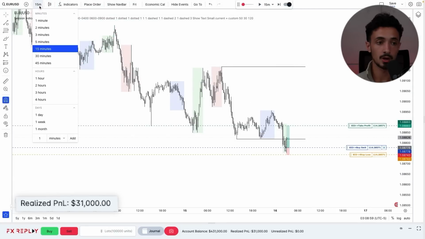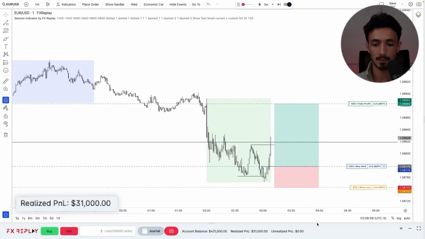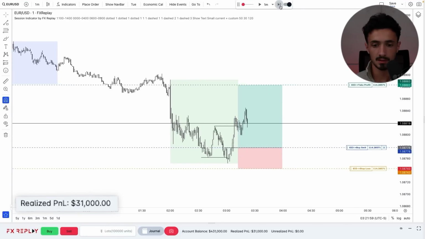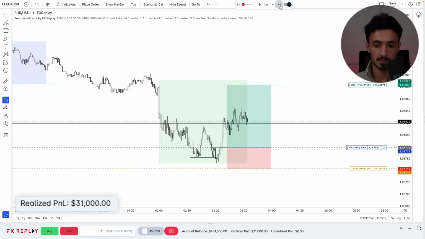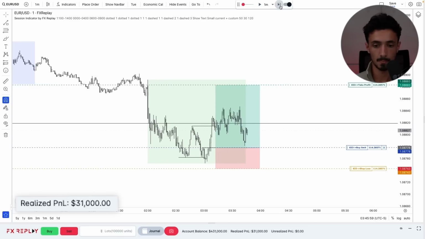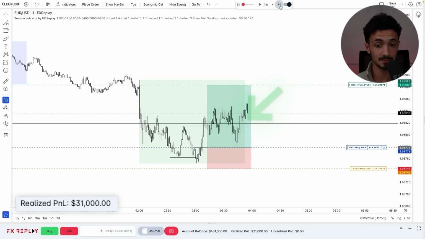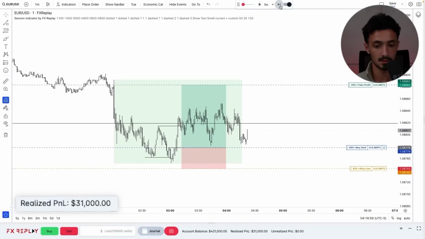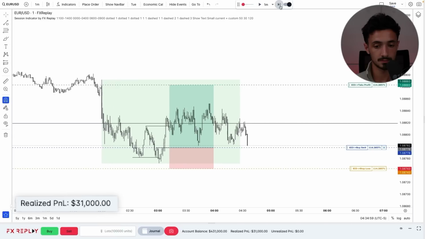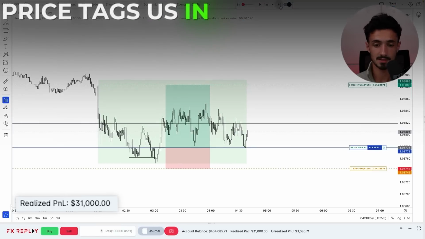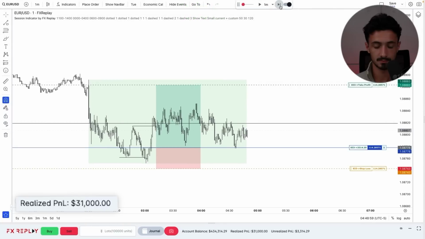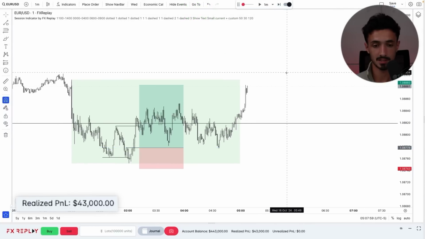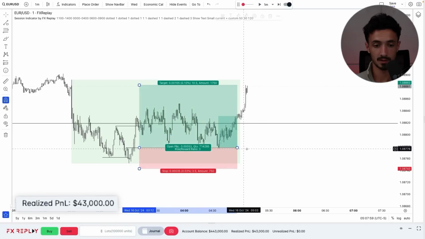So we go back to our lower time frame, we come out. That is the area that we're looking at. Continue playing price. Okay, we just miss our tag. Price eventually tags us in. And again, very choppy day in terms of London session until we get to the end of London session, and that tags us out for 3 risk reward.